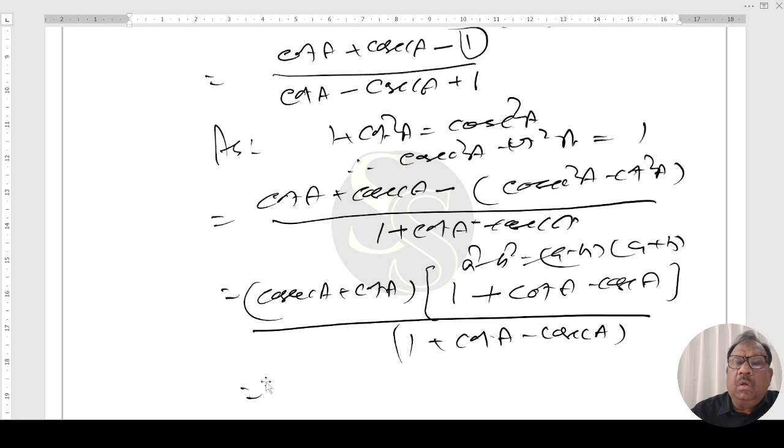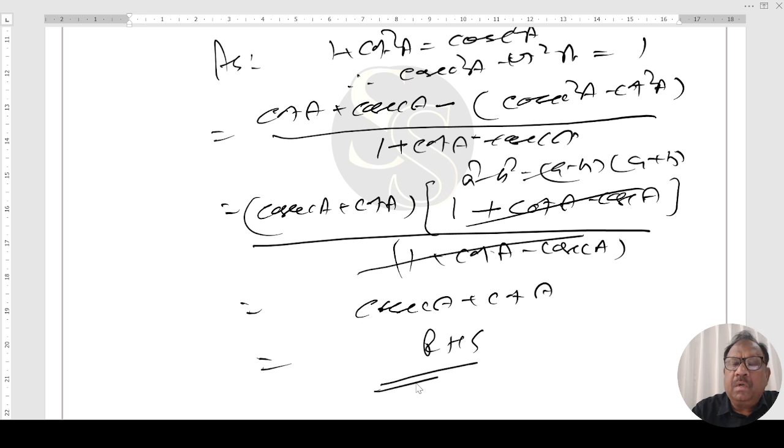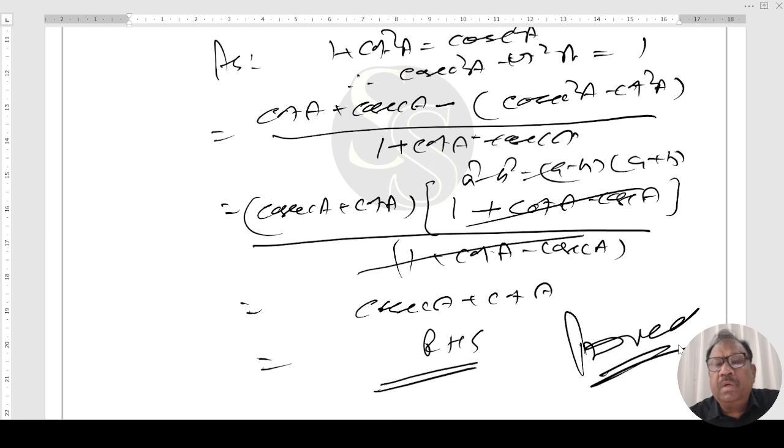Now what to do? Cancel the common term. So this comes out to be cosec a plus cot a. What is this? This is the right hand side. Proved. Right? Next question.